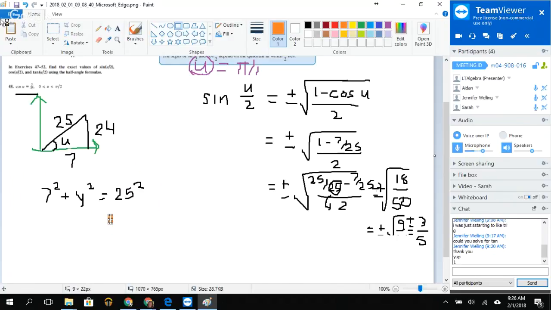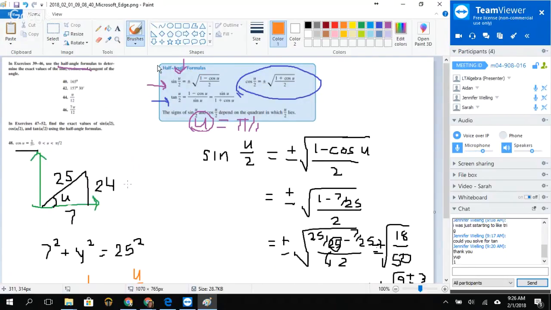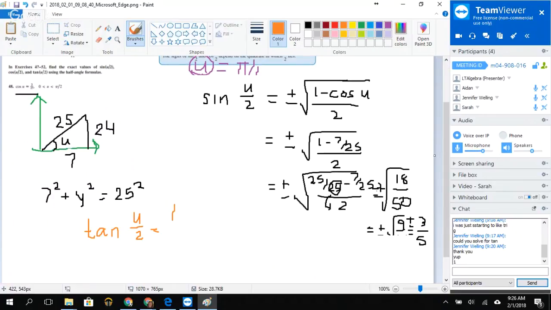The tangent of u over 2, and we can pick either formula. It doesn't really matter. Since we already did the work of 1 minus the cosine of u, we can kind of duplicate our work. So let's do 1 minus the cosine of u over the sine of u. We know that 1 minus the cosine of u ends up being 18 over 25. I'm taking a little shortcut here because we already did that work before.